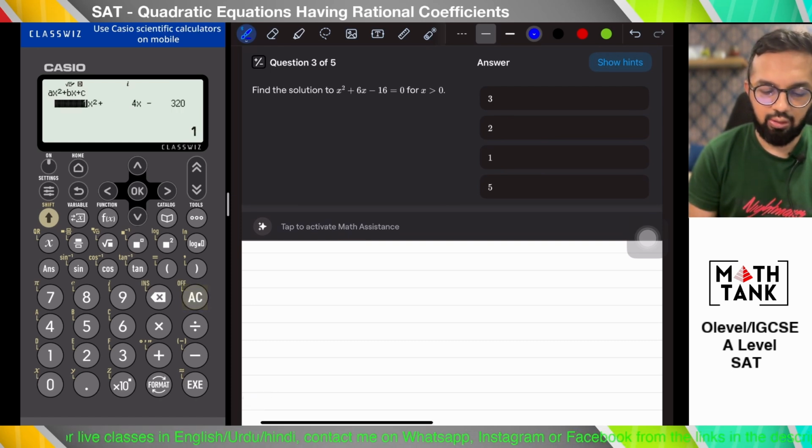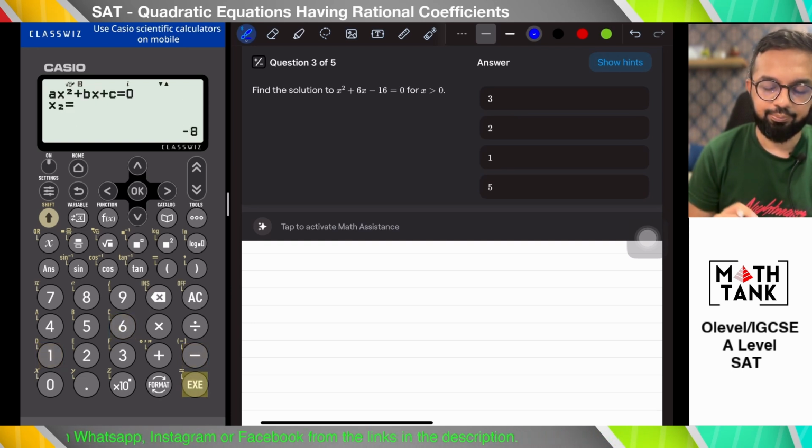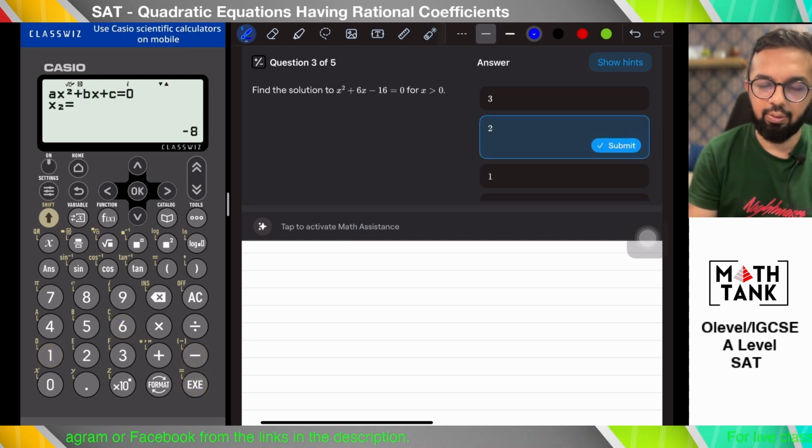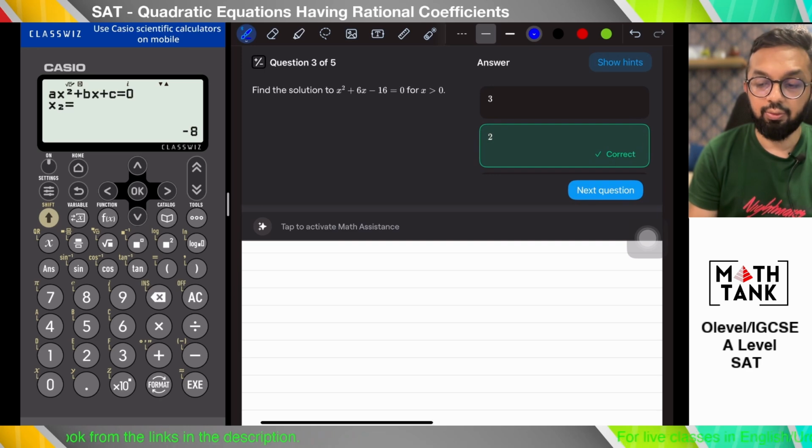Question number 2. Just simply find the solutions. I'm just going to do that on my calculator. Nothing unusual about it. Saying 8 and 2. Yep, 2 should be the correct answer because it says greater than 2. Greater than 0.